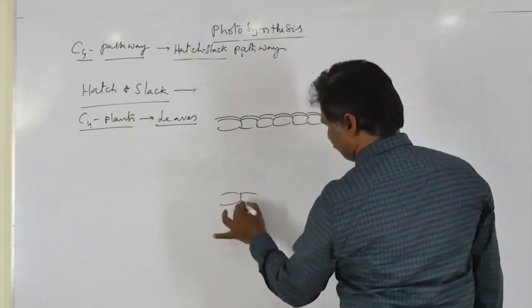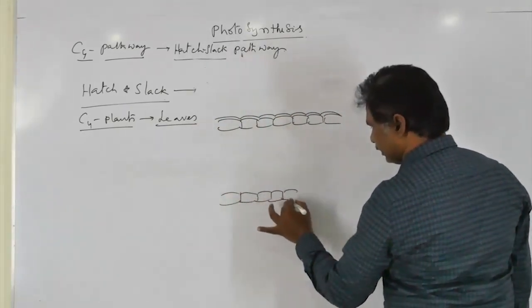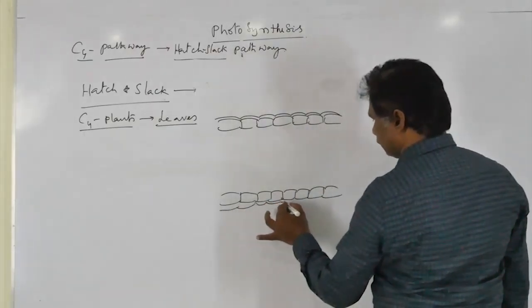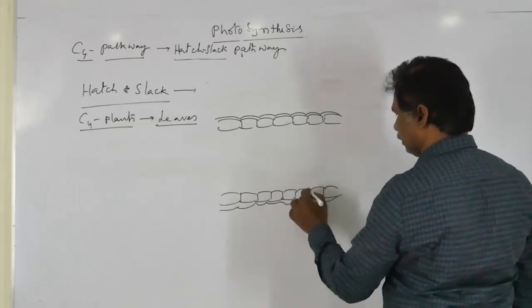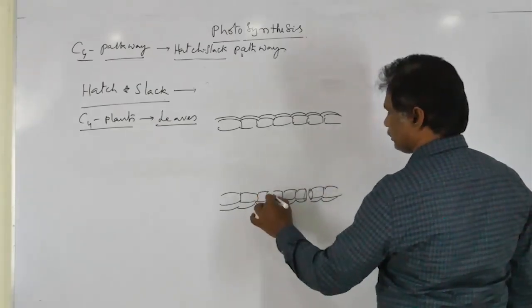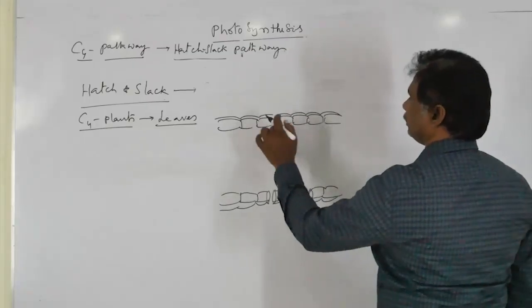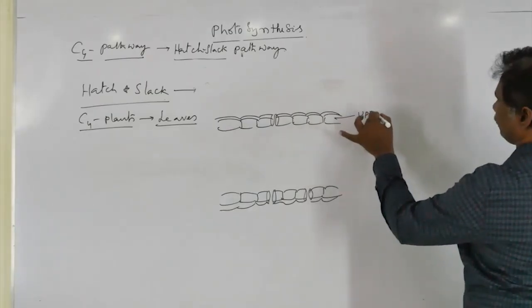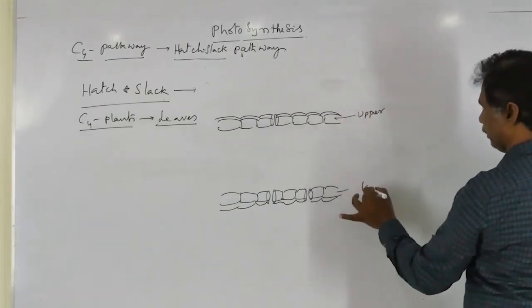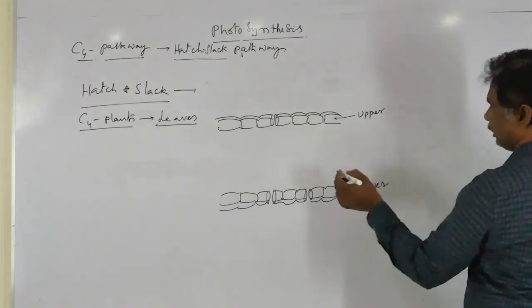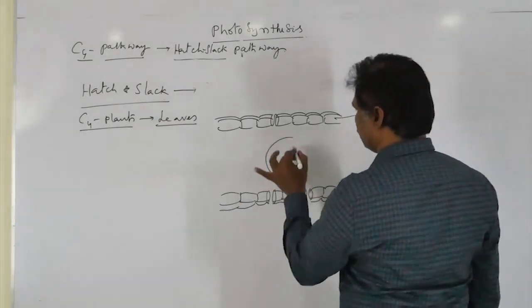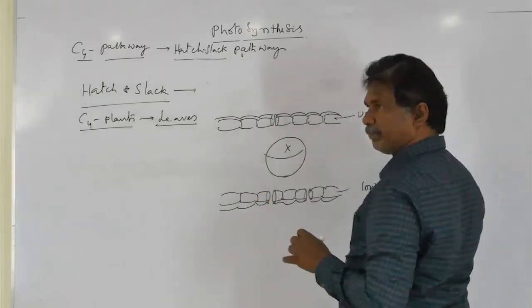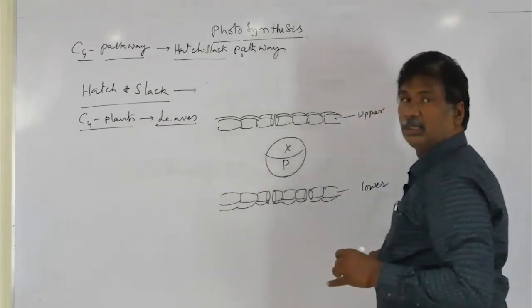Next, this is the lower epidermis. The lower epidermis is also covered with cuticle, with small pores present, called stomata. The tissue present between the upper epidermis and lower epidermis includes the midvein region, containing xylem towards the upper side and phloem towards the lower side.